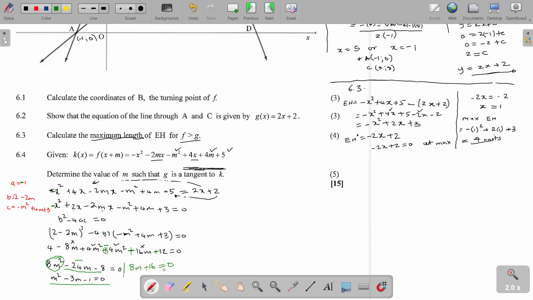Then from there, we can solve this equation here. We are left with the equation which is saying 8m plus 16 is equal to 0. Then transposing this one to this side, your 8m is equal to a negative 16. If you divide both sides by 8 here, it means your m will be equal to a negative 2. So, for g to be a tangent to k, it means the m must be a negative 2.